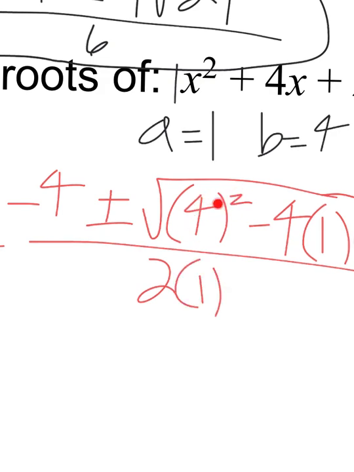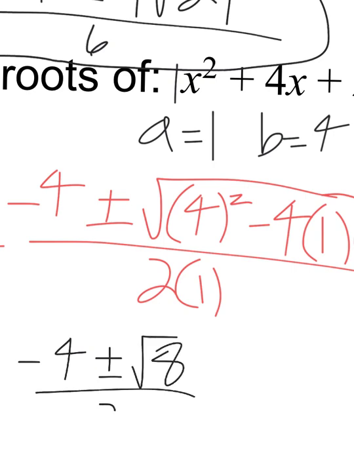So this is 16. 4 times 1 is 4, times 2 is 8, so 16 minus 8 is 8. So I have x equals negative 4 plus or minus the square root of 8 over 2 times 1, which is 2. So simplify the square root of 8. I know that 8 is 4 times 2. So I'm going to write the square root of 4 times the square root of 2 over 2.